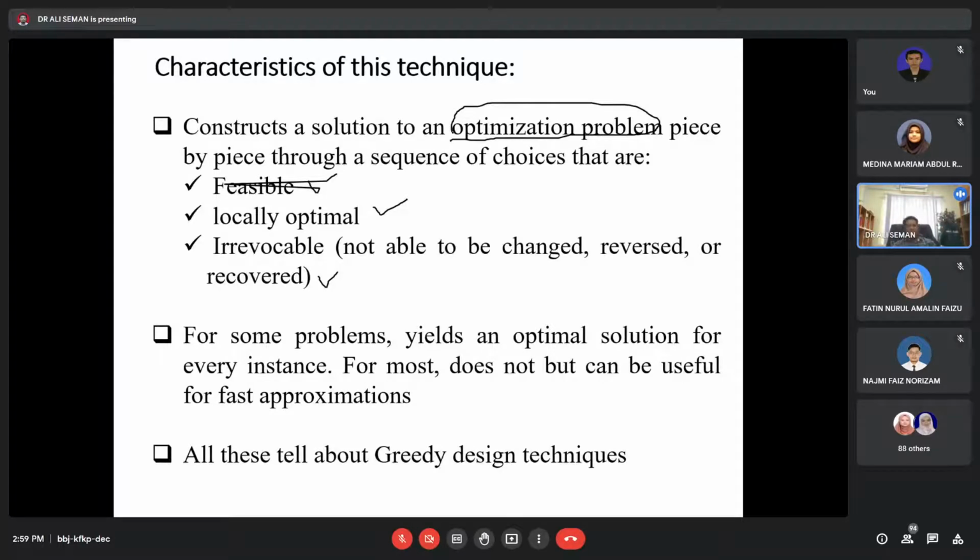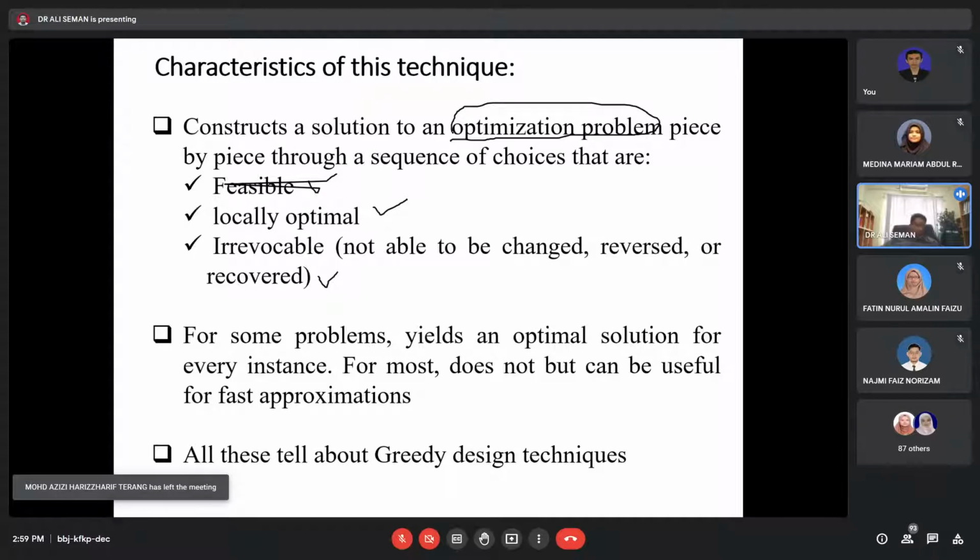Okay, for some problems it yields an optimal solution for every instance, but for most it does not, but it can be useful for fast approximation. What does it mean here? Meaning that when we involve a certain approximate problem, or optimization problem, and we use this design technique, we can obtain the optimal solution for some problems, but not for every case. So in some cases we cannot get the optimal. This is the limitation or the drawback of this design technique. So all these characteristics tell us about the greedy design technique.